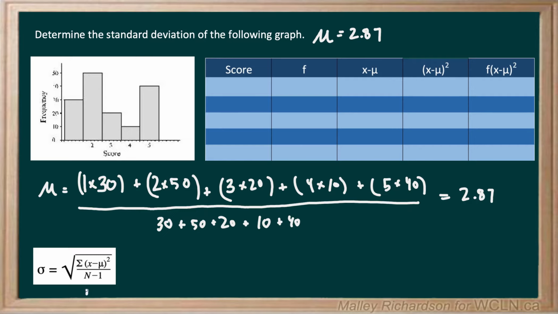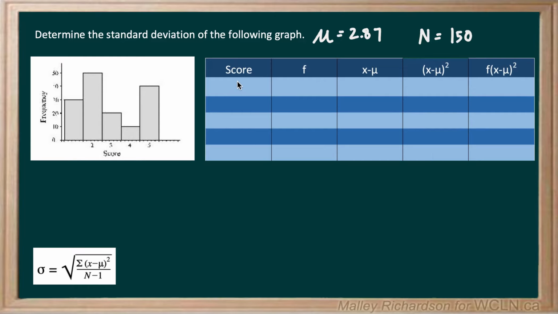Now we also need to find n, which is the total number of values. Well, our total number of values is also the denominator of our mean. So 30 plus 50 plus 20 plus 10 plus 40 gives us a value of n to be 150. Now that we found our mean and our total number of values n, we can start to fill out the table.